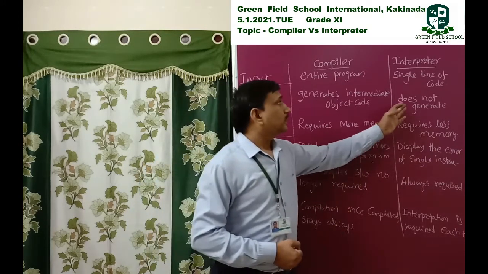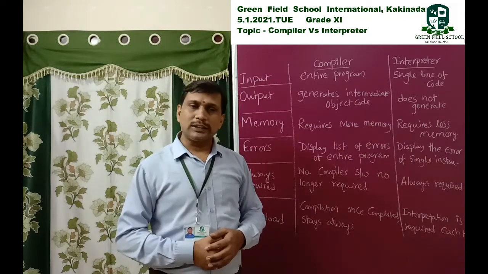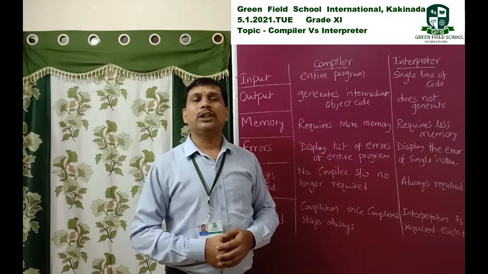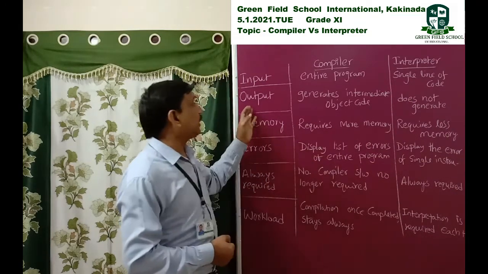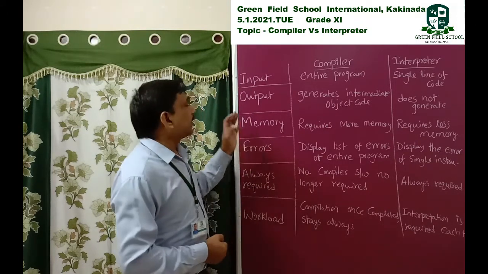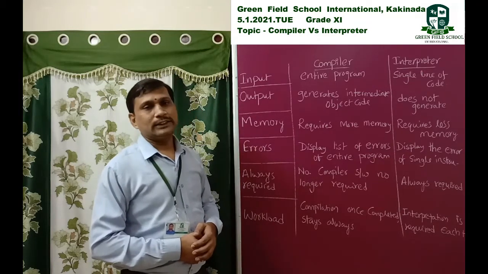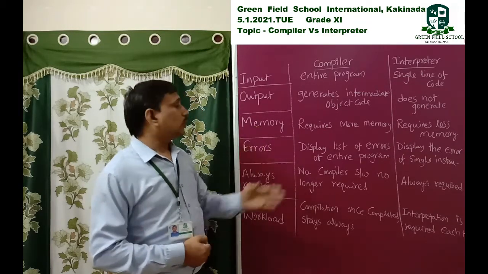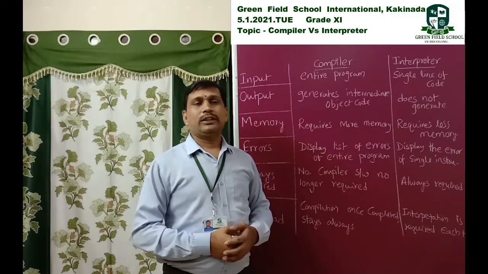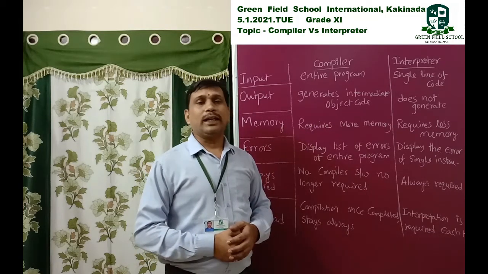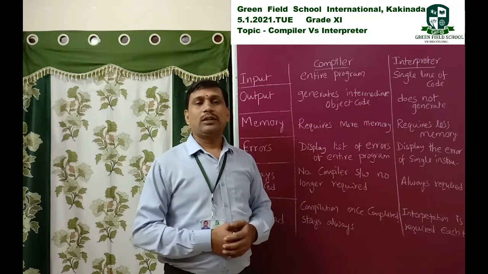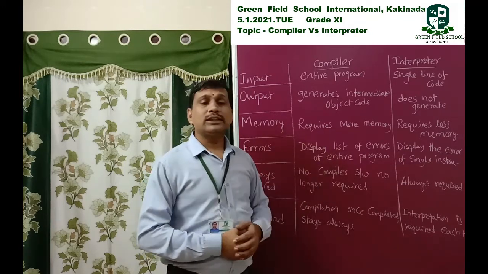Then when it compares to the interpretation process, it doesn't generate any intermediate object code. That is the concept of the output criteria. Next, the third criteria is memory wise. See here, memory. When we use a compiler to translate our source code program into object code, we require more memory.